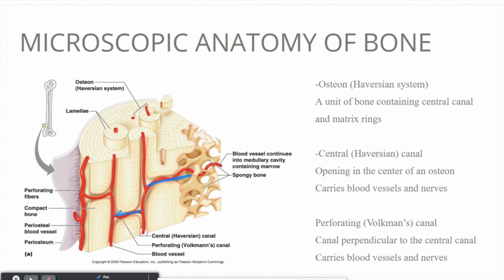So we make these perforating canals that can go sideways through the bone and give those nutrients to every part of the bone. Those are called perforating canals. They are perpendicular to the central canal. So central canals go vertical, perforating canals go horizontal.